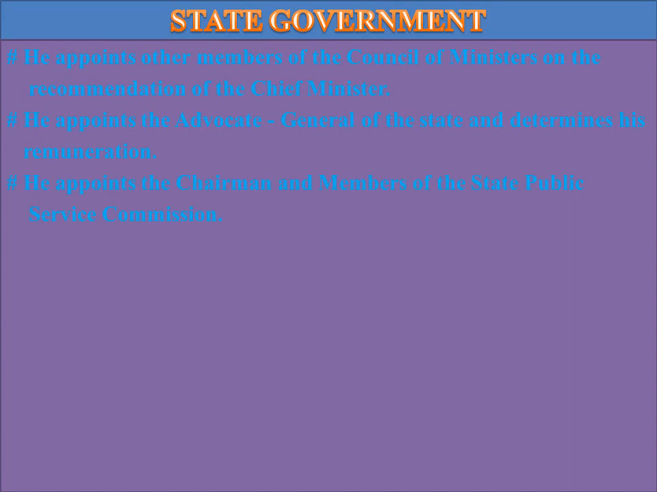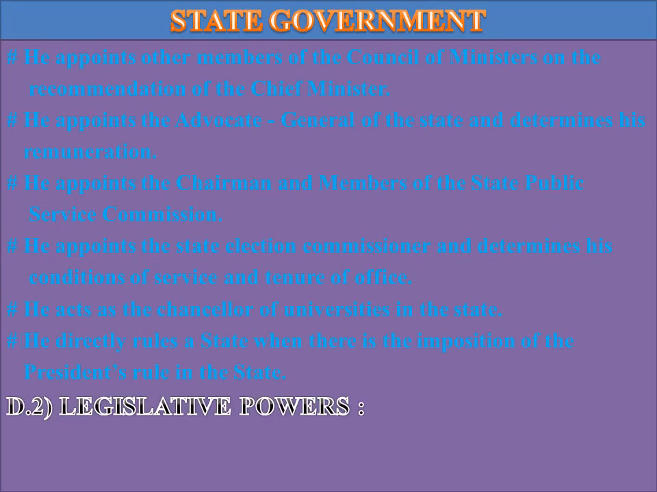And the next is he appoints the state election commissioner and determines his conditions of service and tenure of office. The next point is he acts as the chancellor of universities in the state. He also appoints the vice chancellor of universities in the state. The next is he directly rules a state where there is the imposition of the president's rule in the state also. The next power is legislative powers.